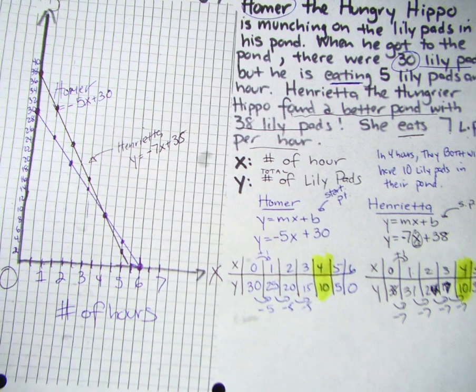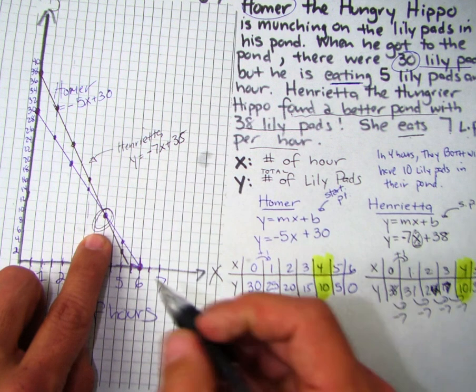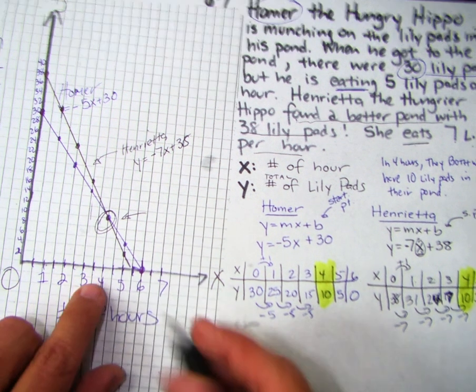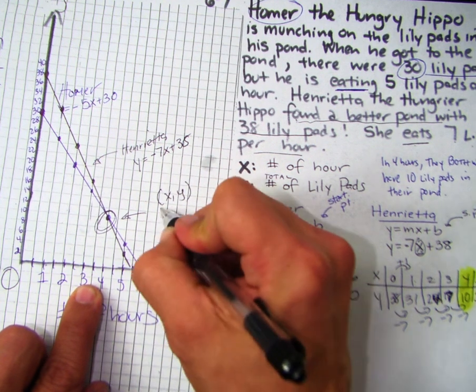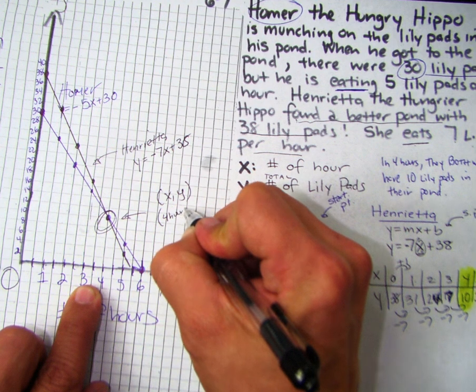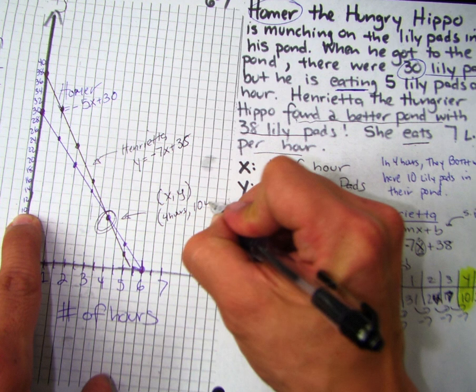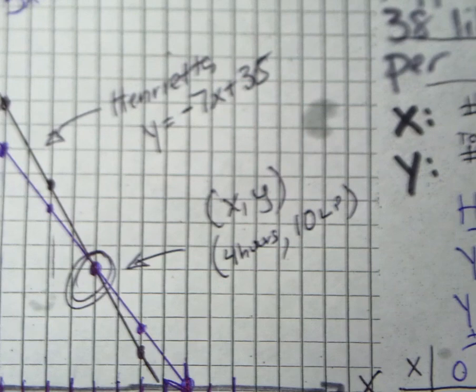So where are they going to have the same amount of lily pads and at what exact number of hours? Right here. Point of intersection. So what's my point of intersection? Look at it. 4 hours. So your x comma y: 4 hours and 10 lily pads. There you go.